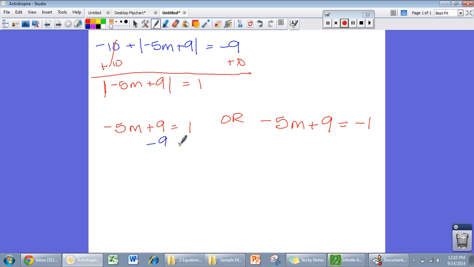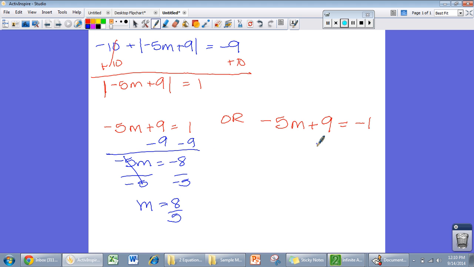I can subtract 9 from both sides, and I get negative 5m equals negative 8. Solving for m, I get m equals positive 8/5. Don't forget, negative divided by negative is a positive.